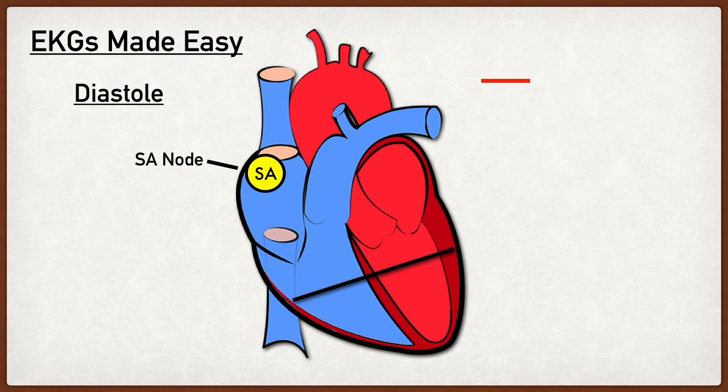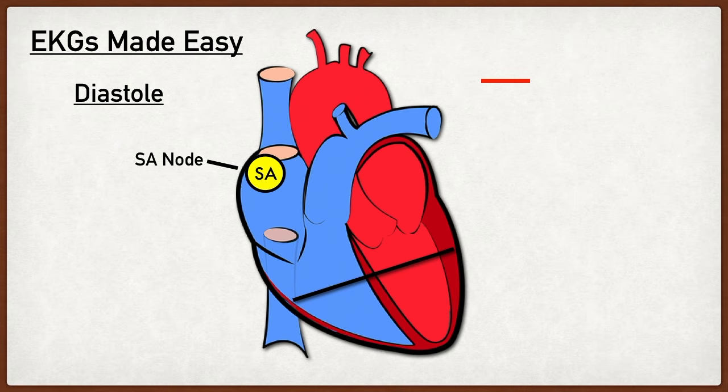The conduction system starts at the SA node, which sits in the back of the right atrium near the superior vena cava. The SA node is made up of pacemaker cells that can generate their own action potentials. There was a previous EasyMed video that made cardiac action potentials easy, and I'm going to link that above, and I encourage you to go check it out.